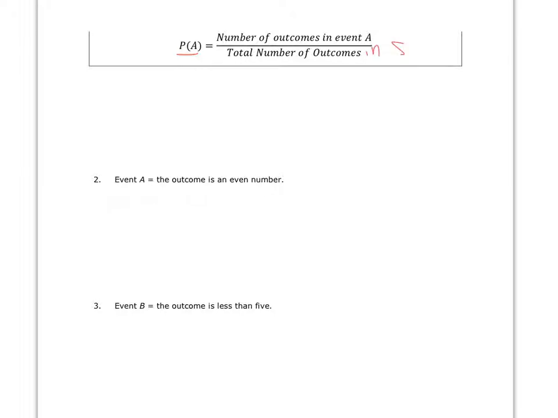Okay. All right, so let's find the probability of our sample space, S. Well, there are 6 outcomes in the sample space, and we put that over the total number of outcomes in the sample space, and we get 6 over 6, and we get 1. Okay, so we can write that as 1. We can write that as 100%.